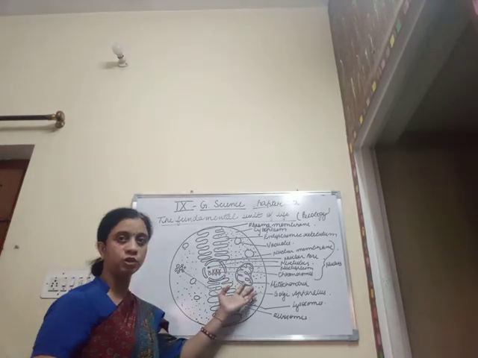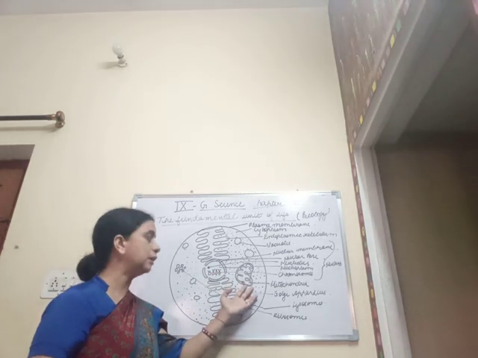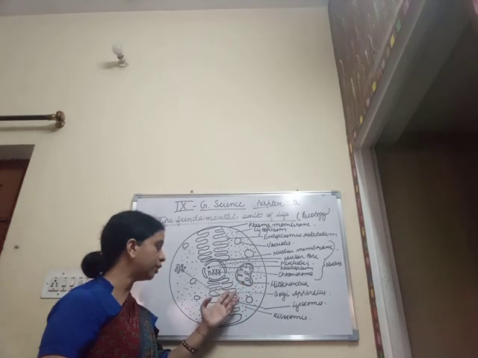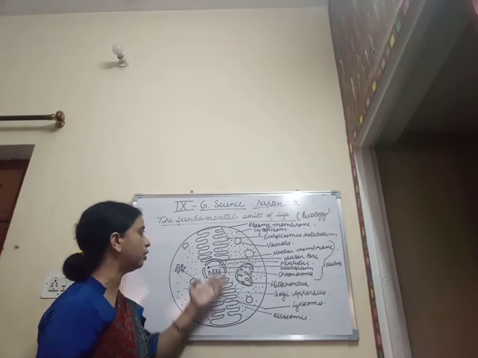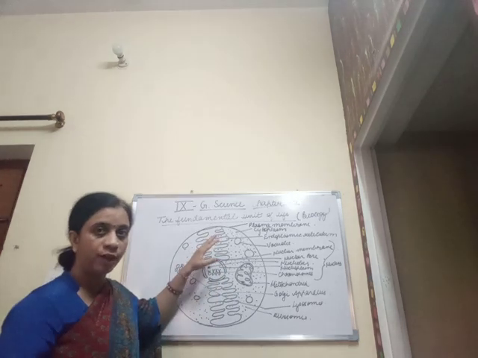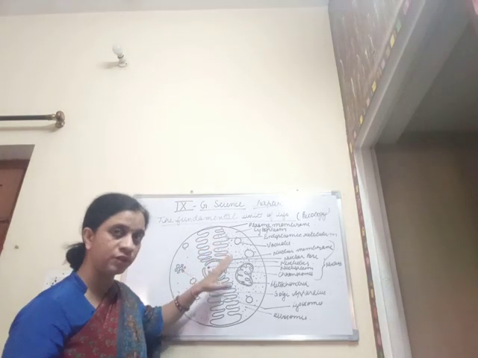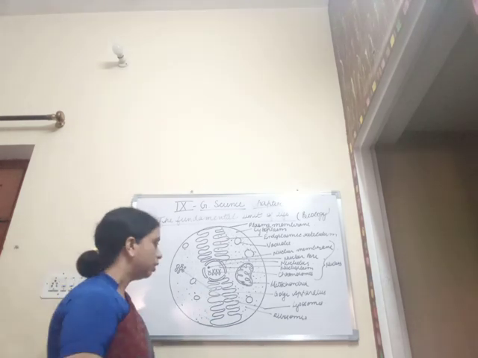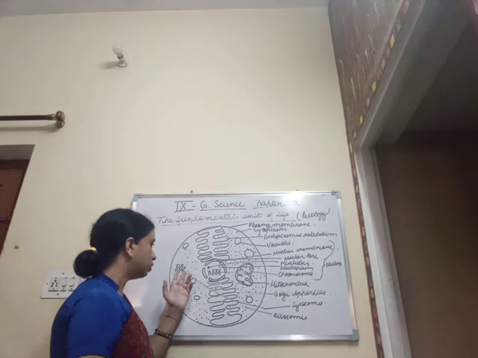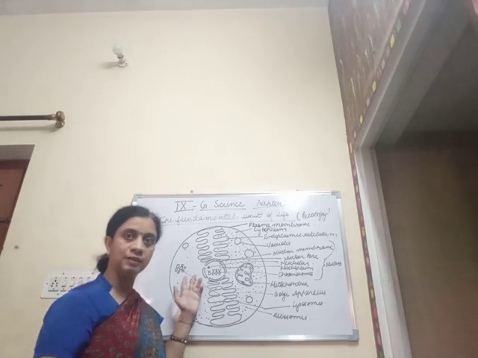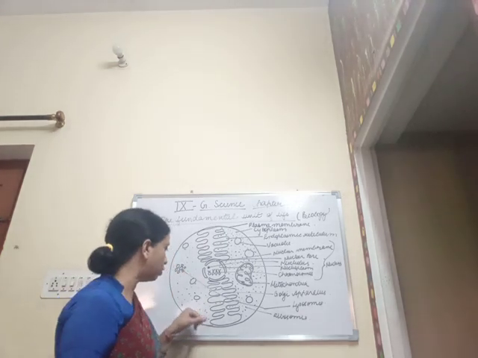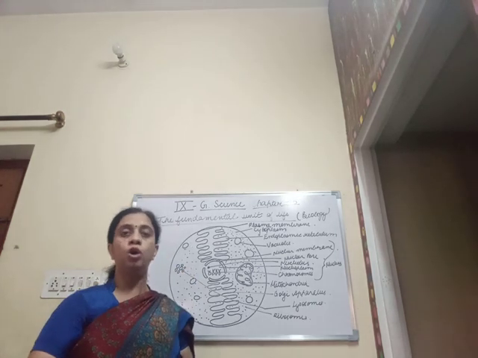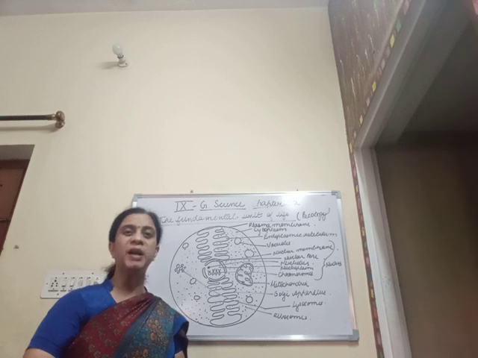Then this bean-shaped structure over here is the mitochondria. Now this is the Golgi apparatus, which is very similar in appearance to the endoplasmic reticulum, but it has certain differences. We are going to talk about that later when we discuss the cell organelles in detail. Now this group of sac-like structures is the lysosomes, and these black dot-like structures are the ribosomes, which are found scattered all over the cell cytoplasm.